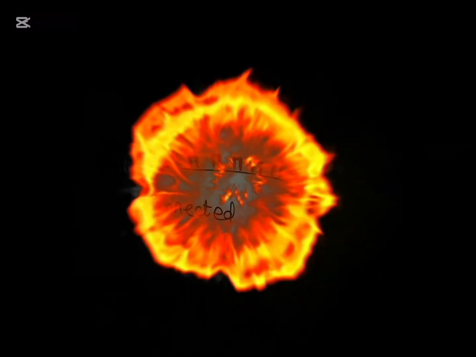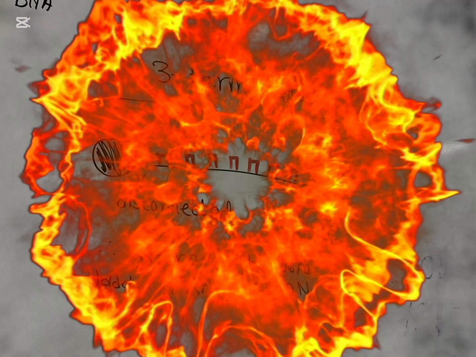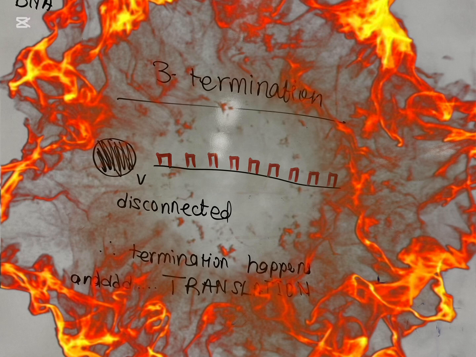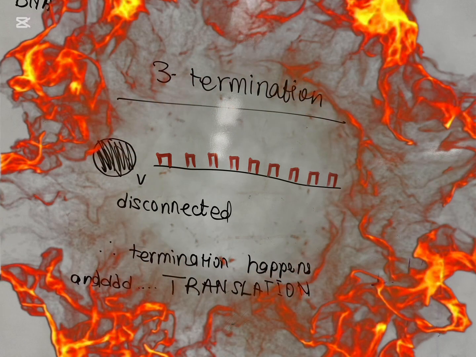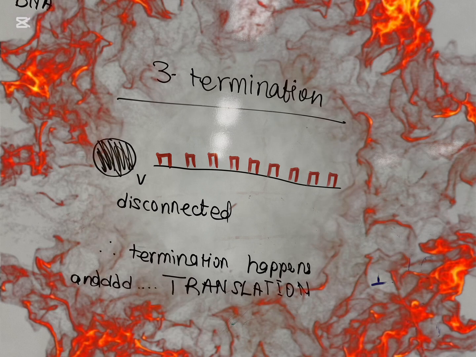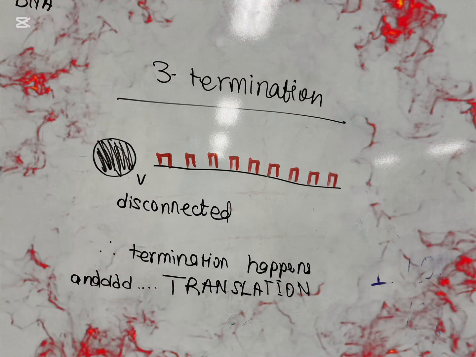So the final step we're going to talk about is termination. Termination is when the RNA polymerase molecule and the mRNA strand all separate from the DNA template strand. So I don't know why the edit is still going on. It's supposed to end now, but let's ignore that.